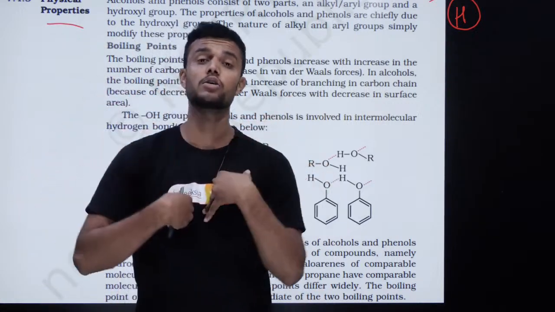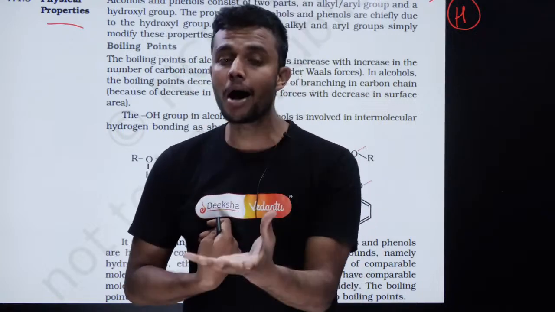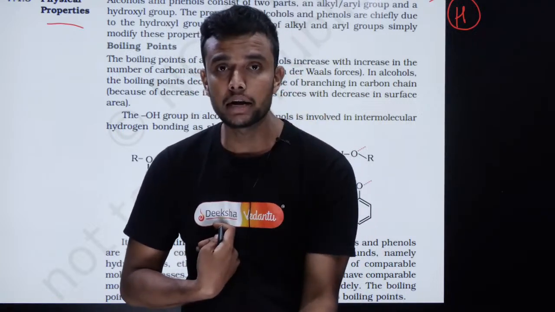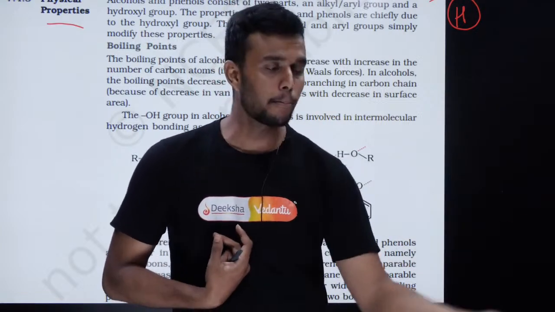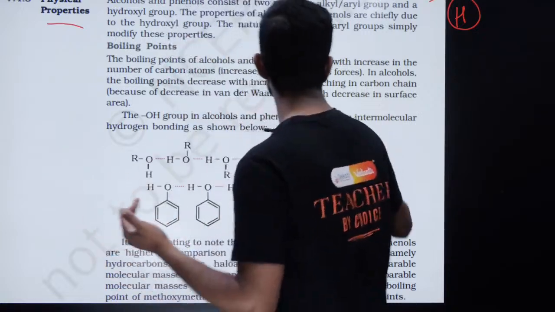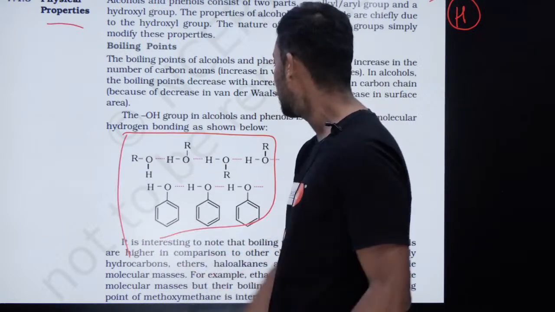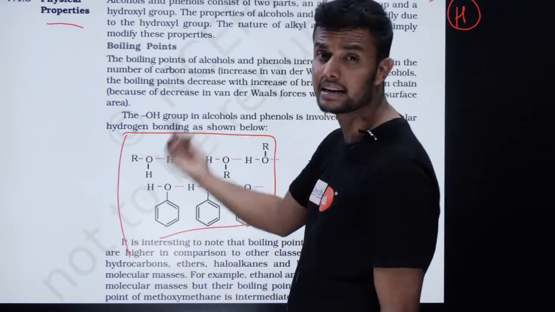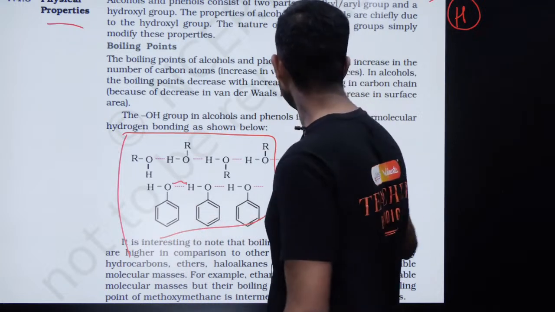Intra is within the molecule. If the molecule forms intramolecular hydrogen bonding, then that compound has a high boiling point, because another OH bond is forming. Look here, this is an example for inter. Inter is nothing but with another OH molecule. Okay, this is intra.